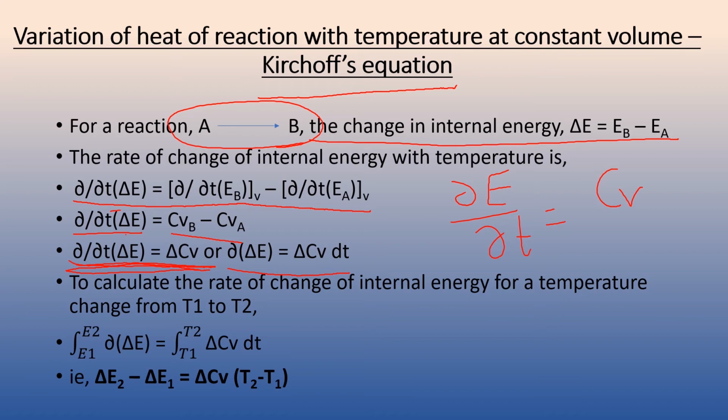We know the integral of a differential gives the function itself. So after applying the limits, it becomes ΔE2 minus ΔE1 equals ΔCv into the integral of dT, which is T. Applying the limiting condition, we write T2 minus T1. So this is Kirchhoff's equation for variation of heat of reaction at constant volume: ΔE2 minus ΔE1 equals ΔCv into T2 minus T1.